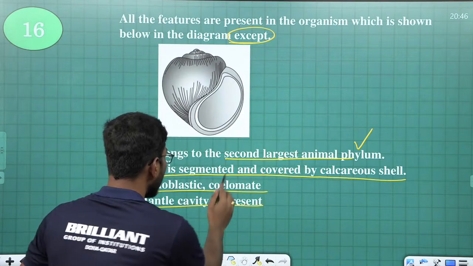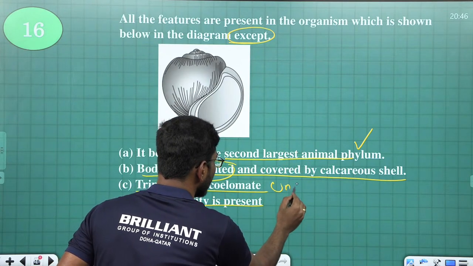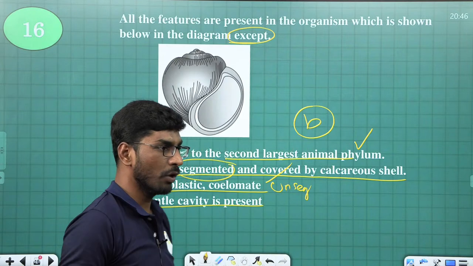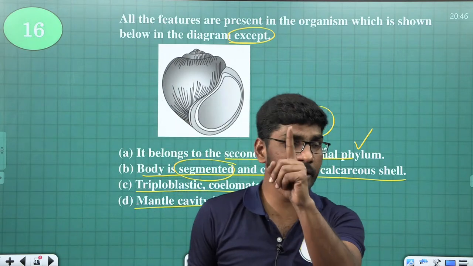Here it is given what? Unsegmented, beta. This is not segmented. So they are asking for the exception, and option B is the right answer. Option B is the right answer. Keep in mind.